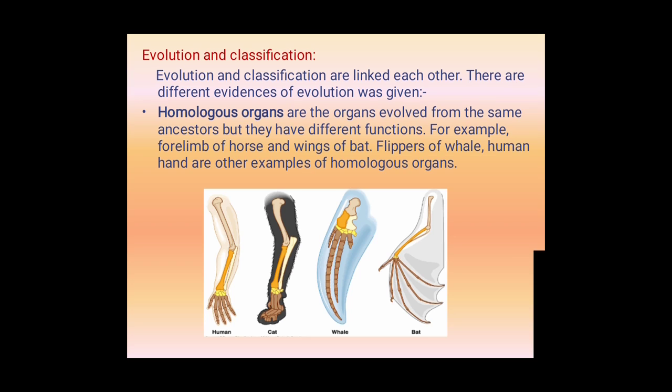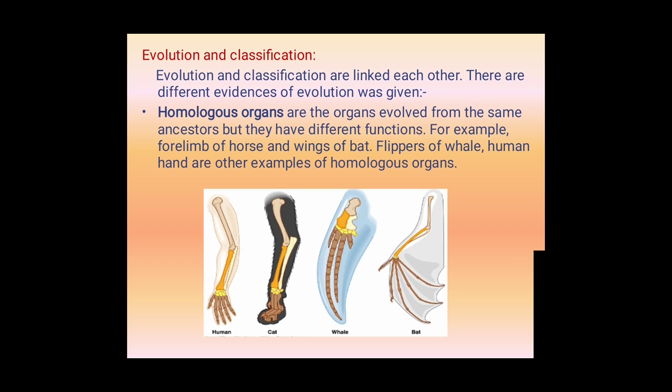Classification leads to the formation of new organisms or new populations, increasing the population, or linked to each other. There is different evidence of evolution given here, that is homologous organs. What do you mean by homologous organs? Homologous organs are organs evolved from the same ancestor, but they have different functions.